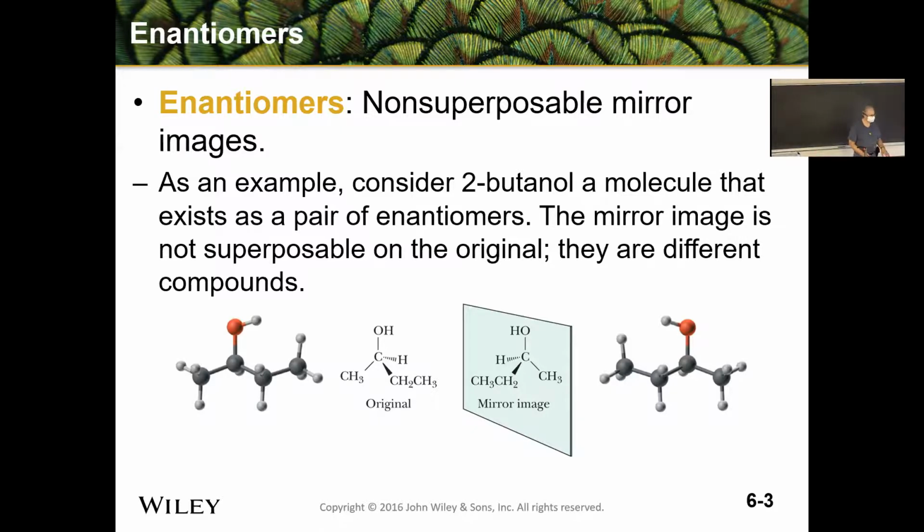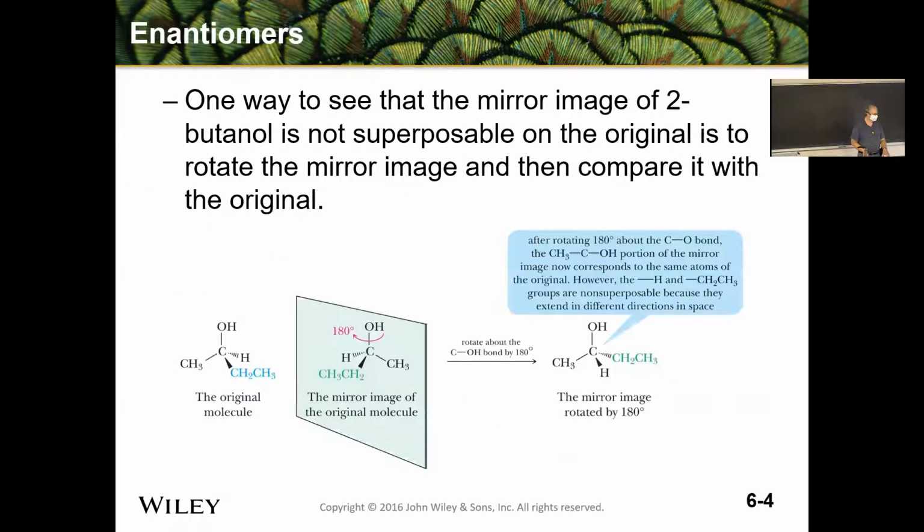This is 2-butanol. We haven't really learned how to name alcohols yet, but butane is 4 carbons, and -ol is the suffix for alcohol, and that's on carbon 2. It turns out that there are 2 mirror images of this that are not superimposable. That means we can distinguish between the 2. We cannot lay them on top of each other and line up all the bonds at the same time. One way to see that the mirror image of the 2-butanol is not superimposable on the original is to rotate the mirror image, then compare it with the original.